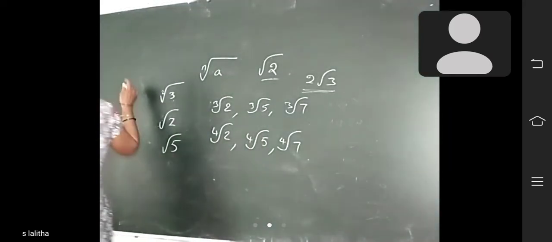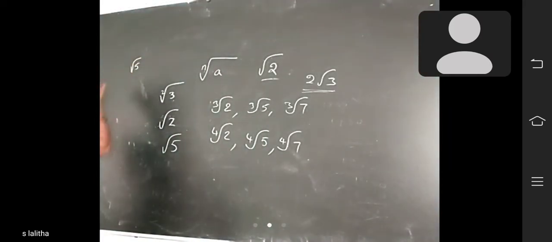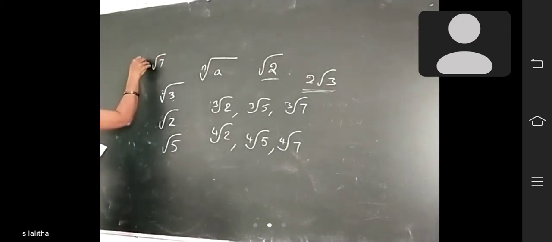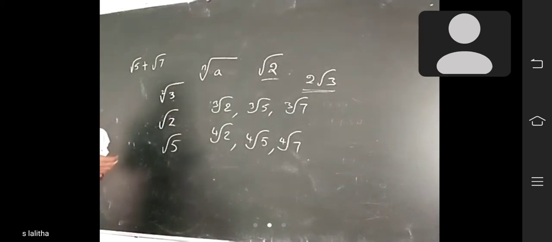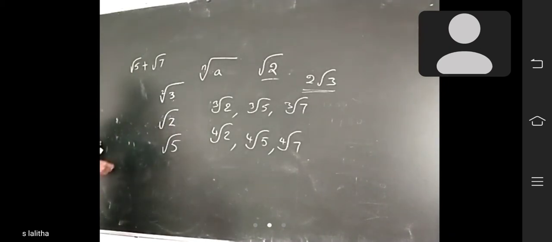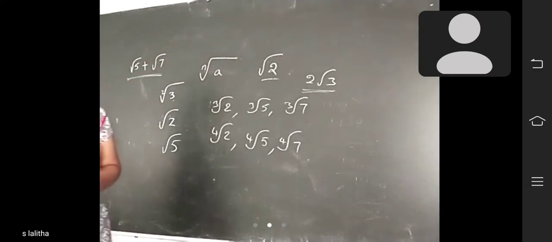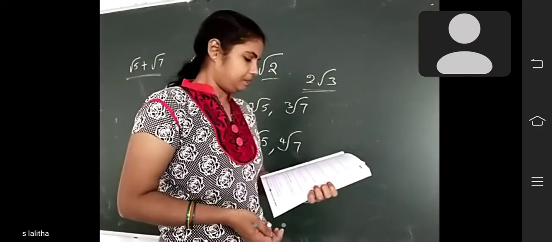Suppose root 5 is a surd. Root 7 is also a surd. These two surds I am adding with one operation. What is that? Plus. So root 5 plus root 7. What do you call this one? Compound surd.